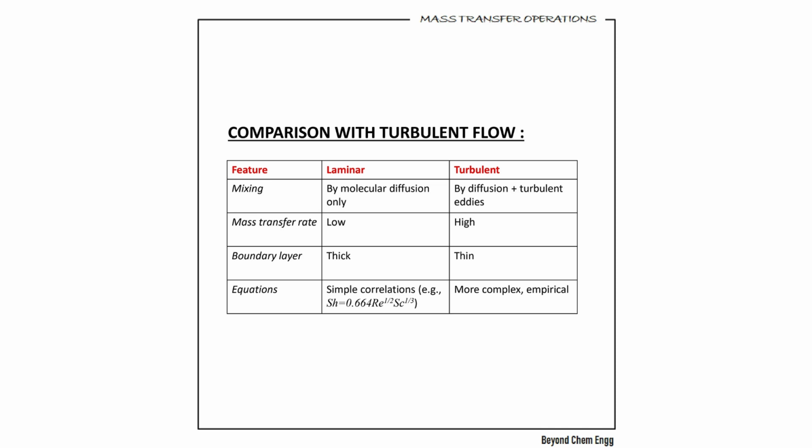Comparison with turbulent flow. Mixing in laminar flow is by molecular diffusion only, but in turbulent flow it is by diffusion plus turbulent eddies. Mass transfer rate in laminar flow is low, as compared to turbulent, where it is high. The boundary layer in laminar flow is thick, but when it is turbulent, it is thin. Equations in laminar flow are simple correlations, but in turbulent flow they are more complex and empirical.